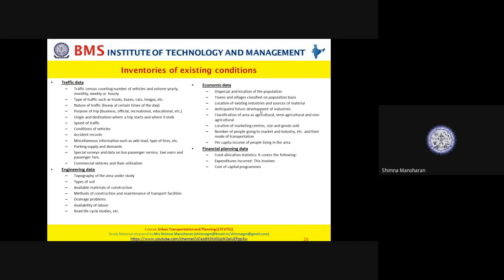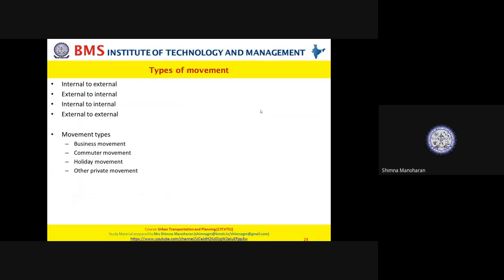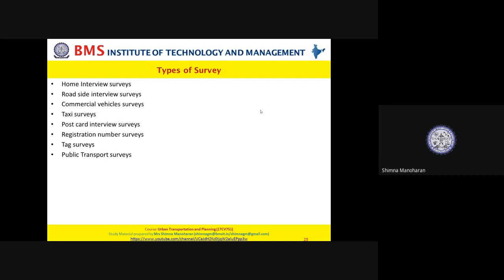For financial planning data, what is the fund allocation statistics? Then what are the expenditures incurred? And what is the cost of capital program? So this we have seen: type of movement. Movement types will be business movement, commuter movement, holiday movement, or any other private movement. In the next lecture, we will see these many types of survey in detail.